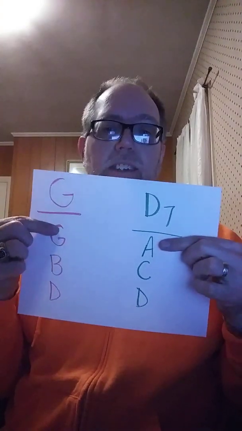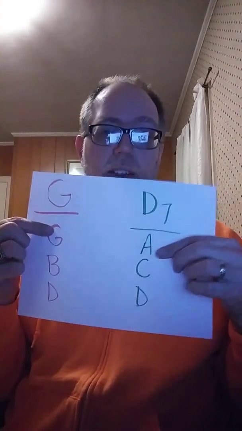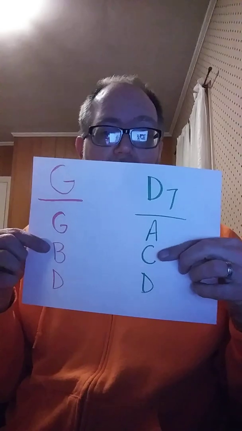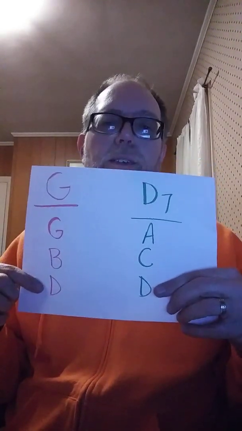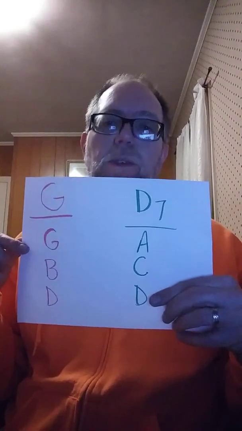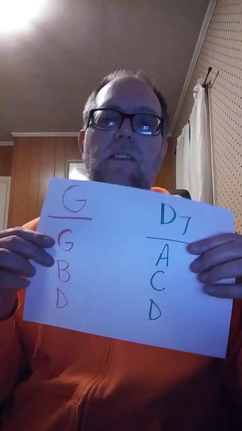Well, A is right next to G, so if you started on G, go to A. If you started on B, go to C, because that's right next to it. If you started on D, you can go to D. We can do that too. I'm going to give you a more challenging way to do it than that, but let's try that. All right, so I'm going to choose G and A for now.